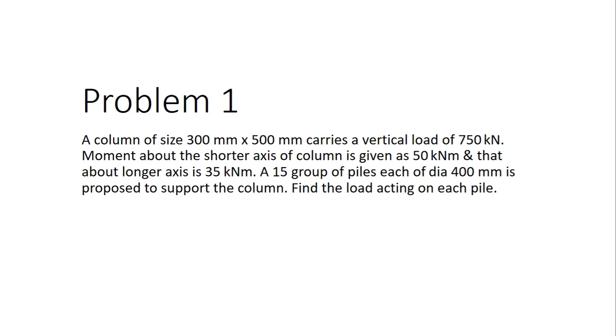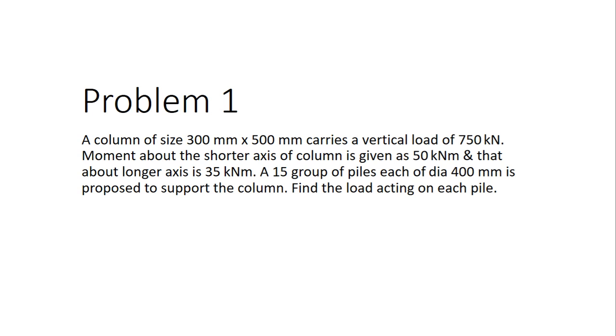So this is the question from the last class where we were given a column carrying an axial load of 750 kilonewton. There were also two moments: one was 50 kilonewton meter about the shorter axis and 35 kilonewton meter about the longer axis. Beneath the column we had 15 piles in a group, each of diameter 400 millimeters, and we were asked to determine the load acting on each pile.